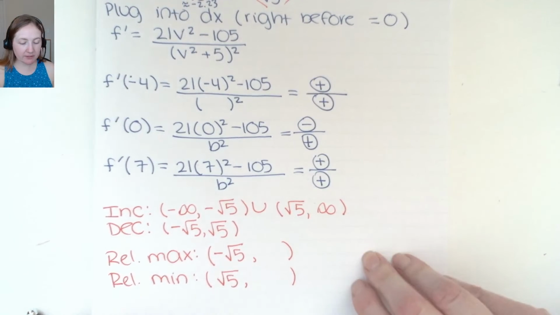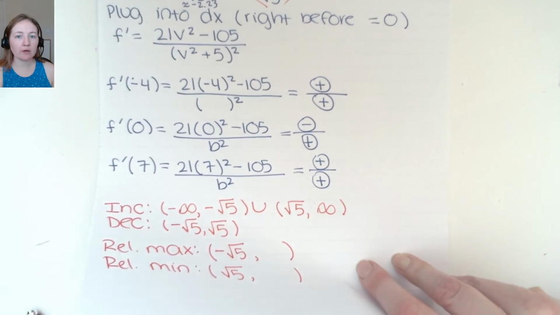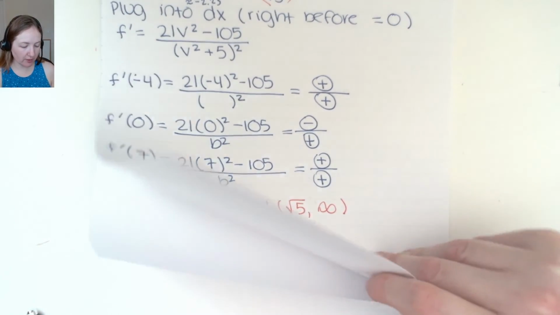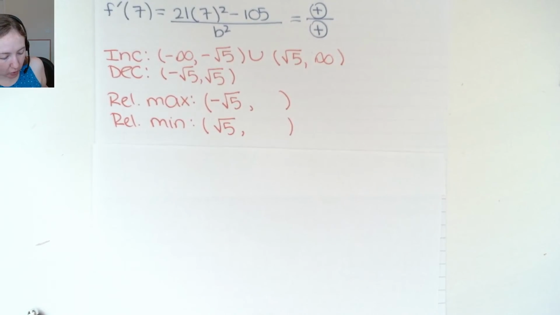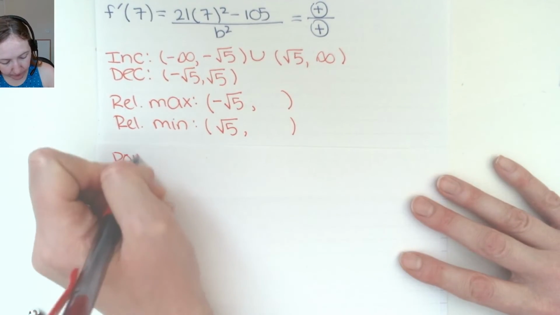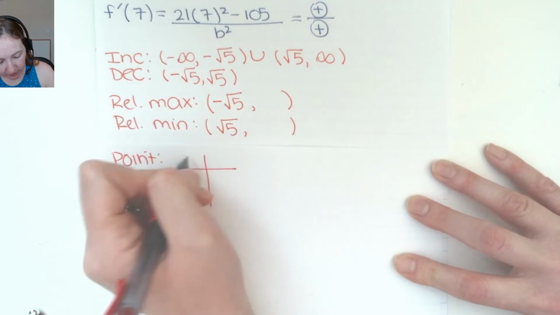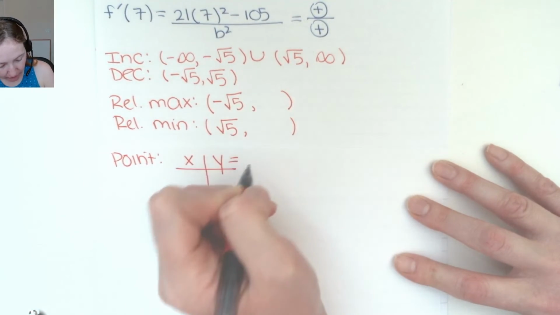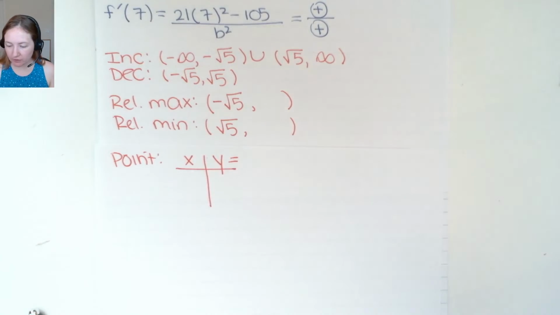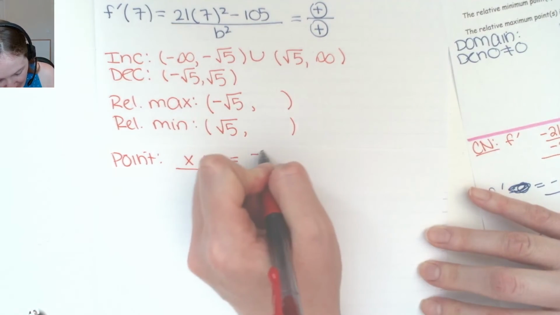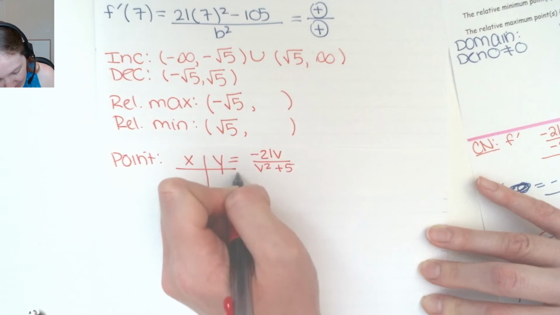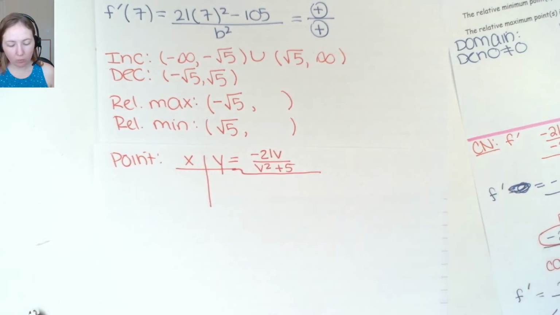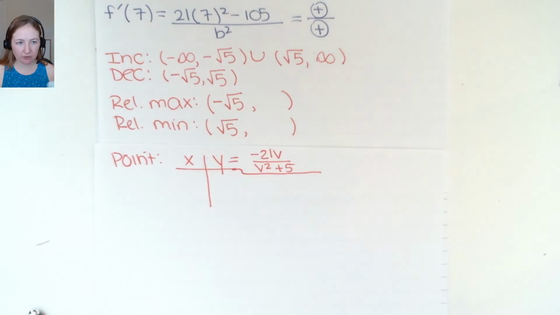Now keep in mind, to find those y coordinates, we are going to plug into the original function. So again, when you're looking at the point that you're trying to find, you need to go back to that original function, and I keep referring to the wrong original function, but this function was negative 21v over v squared plus 5. All right, now I want to go through this because we do have square roots, and that's going to provide a little bit more challenge here.